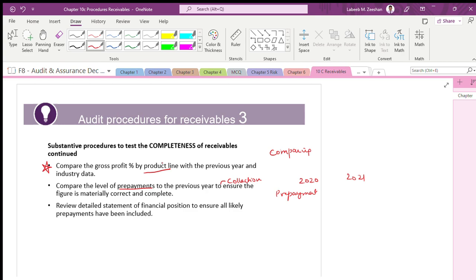Compare the level of prepayments with the previous year to ensure that materiality, the amount is correct, the amount is complete. Okay? Materiality is nothing but the value. That's very important. Total value. You can understand it in any terms like that. Last, it says review detailed statement.